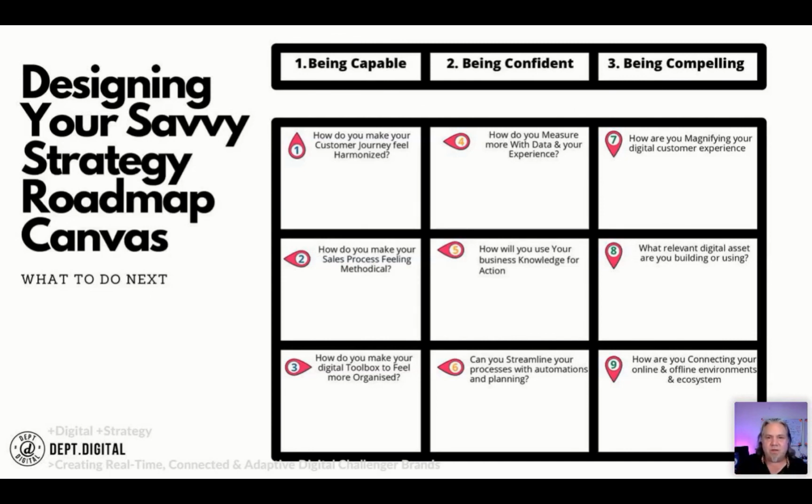And then the third one was being compelling. How are you magnifying digital customer experience? What relevant digital assets are you building or using? And how are you connecting your online and offline environments and ecosystems? So again, this is part of the gift, and I'll send you a PDF copy of this at the end of this, so that you can actually go through and fill that in. Tell yourself, tell your business, tell your partners, tell your staff, this is how we are being capable. These are the 3 criteria. This is how we specifically are being capable. This is how we're being confident. This is how we're being compelling as well.